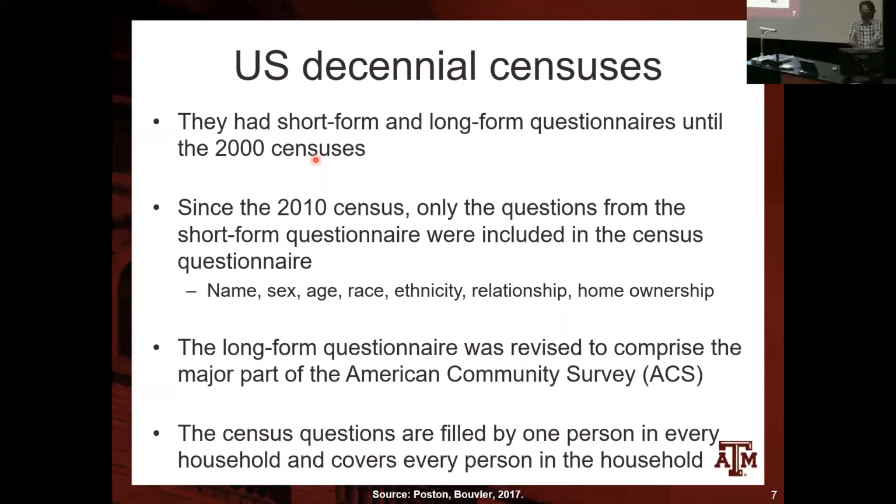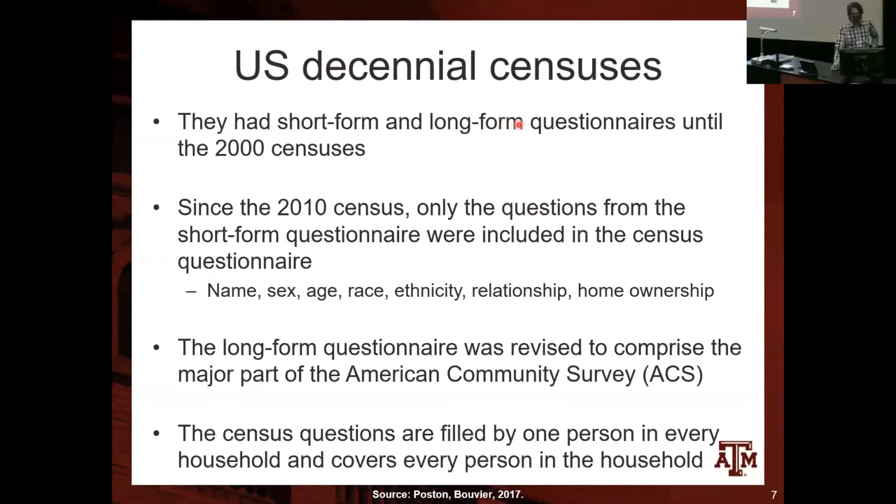So the idea is to select a specific group of people that are representative to the whole population so we can make inferences about the whole population, not just about that specific sample. So we have to follow statistical procedures to randomly select people so they are representative to everybody, to the whole country. But since the 2010 census, only the questions from the short form questionnaire are included in the questionnaire.